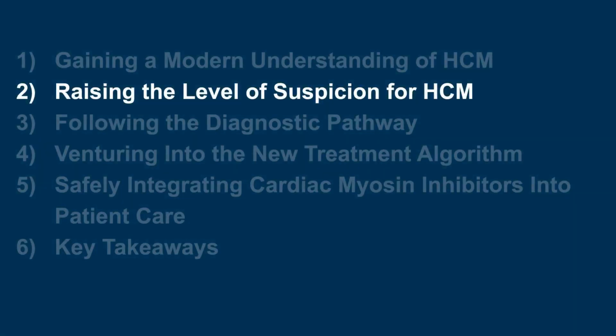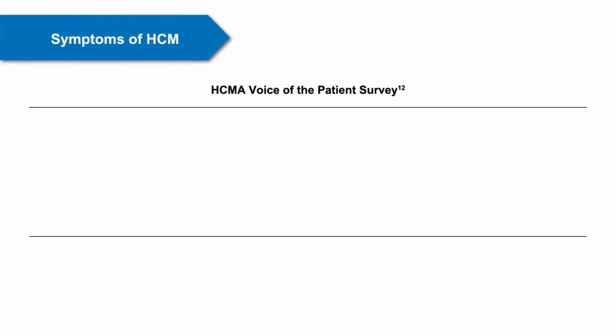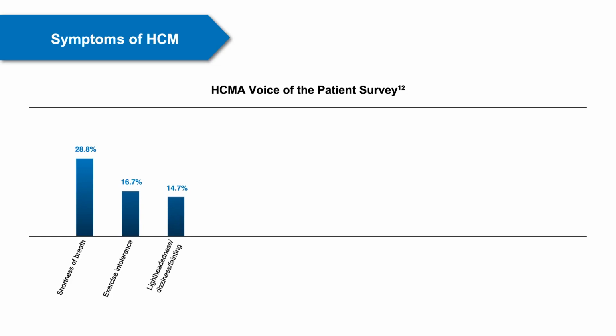Now that you are up to speed on the newest concepts in the medical science of hypertrophic cardiomyopathy, let's learn about the signs and symptoms that should raise your level of suspicion when assessing patients. Patients with hypertrophic cardiomyopathy may present to their GP or to their specialist in a number of ways. Many patients complain of symptoms, the most common of which is exertional breathlessness or exercise intolerance. But other patients may present with lightheadedness, presyncope or syncope.